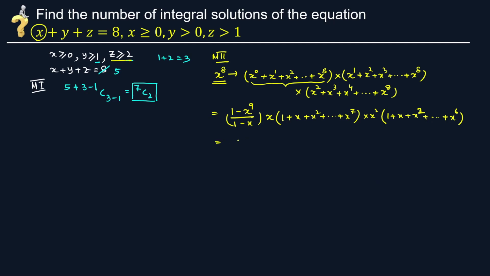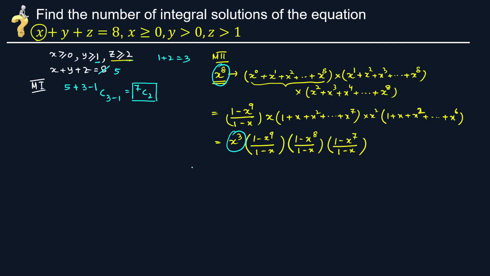So it gives us what? Actually, we are having x cube times (1 minus x to the power 9) over (1 minus x), times (1 minus x to the power 8) over (1 minus x), times (1 minus x to the power 7) divided by (1 minus x). Now we have to find the coefficient of x to the power 8. We already got x cube.